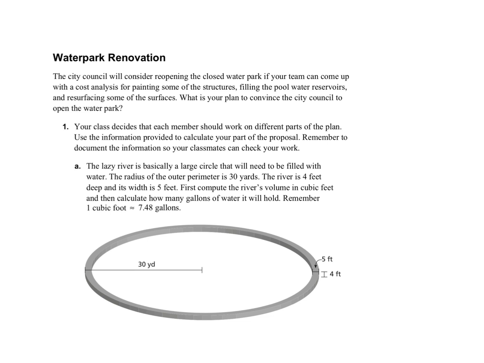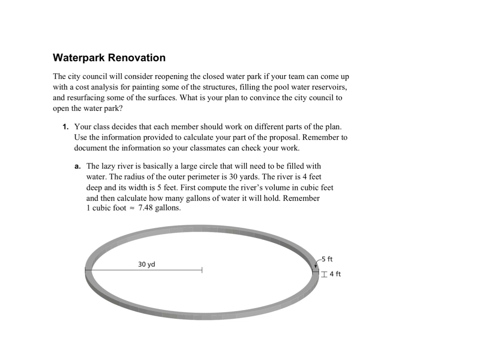So your class decides that each member should work on a different part of the plan. You don't have anybody to work on it but yourself, so you'll have to do all of the work. Use this information provided to calculate your part of the proposal, which is going to be all of it. Remember to document the information so your classmates can check your work.